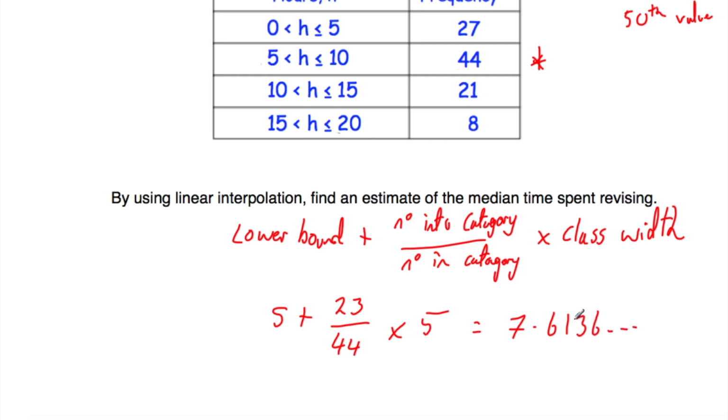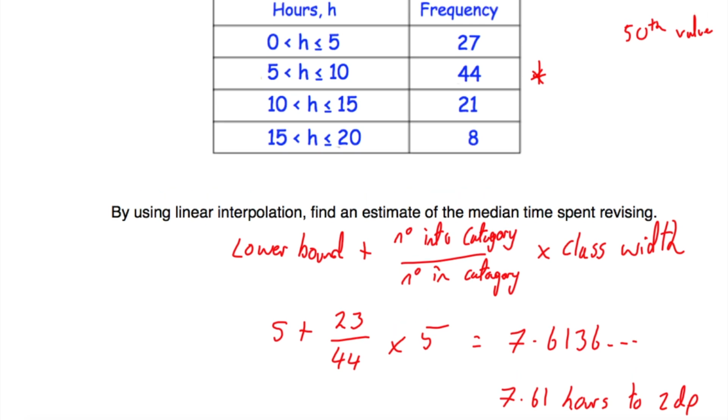7.6136 and so on. Let's round that to 2 decimal places. So that'll be 7.61 hours to 2 decimal places. And that's our estimate for the median using linear interpolation. And that's it. Okay, let's look at our next question, question number 2.